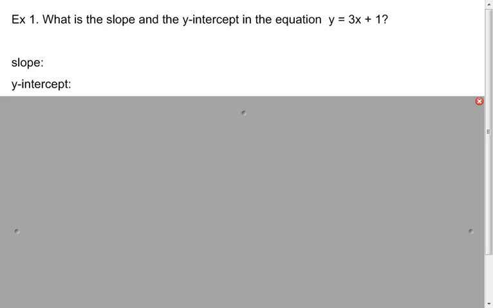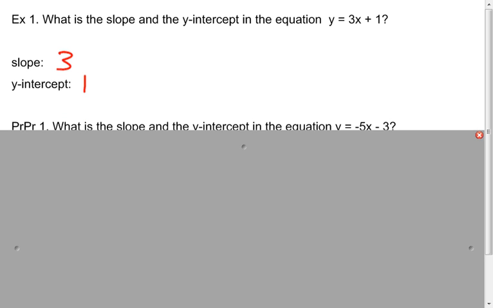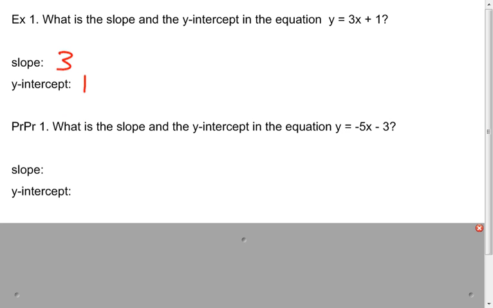Here's what we're going to have to do. It says, what is the slope and the y-intercept in this equation? Y equals 3x plus 1. Remember, the slope is always the thing that goes with the x. So in this problem, the slope is 3. The y-intercept is always the thing that's off by itself. In this problem, that's the 1. So that's the first thing you have to do. If they give you an equation, recognize which number is the slope, which number is the y-intercept. Practice problem for the same thing.